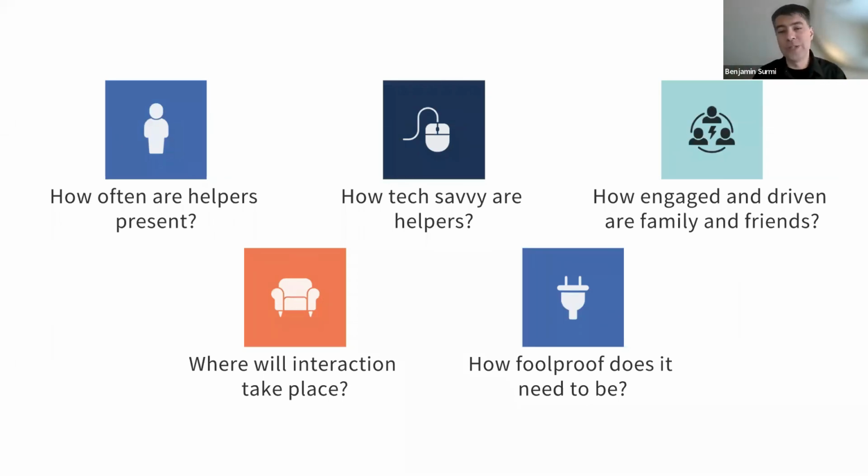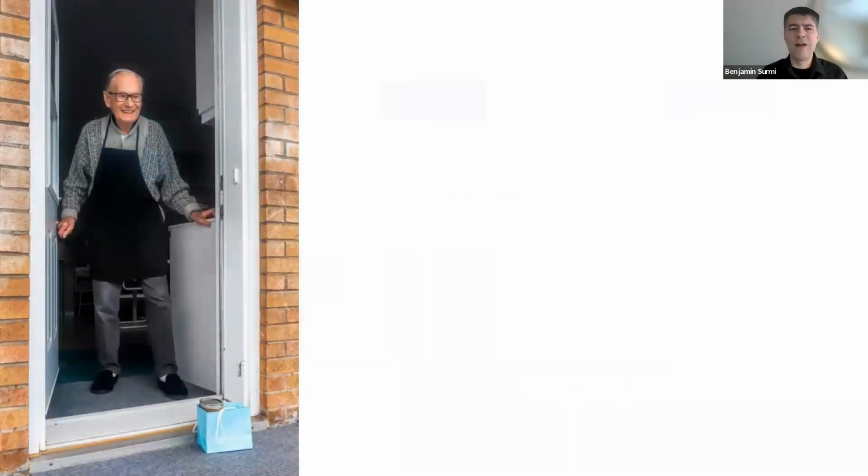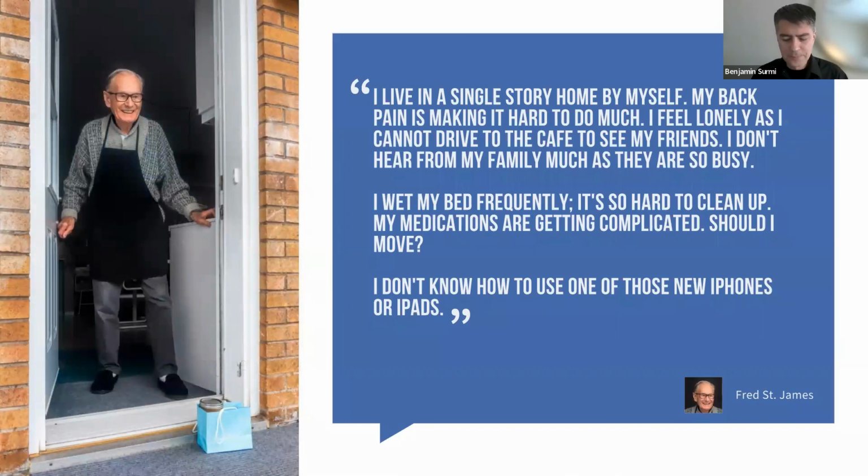And how foolproof does it need to be? Is it a situation where there's a lot of danger? Then it needs to be a more foolproof tool. If it's a tool that loses its battery or disconnects or sometimes gives the alert, don't use it if it's a situation that's really dangerous, right? So those are some of the questions to ask when evaluating some of these tools.